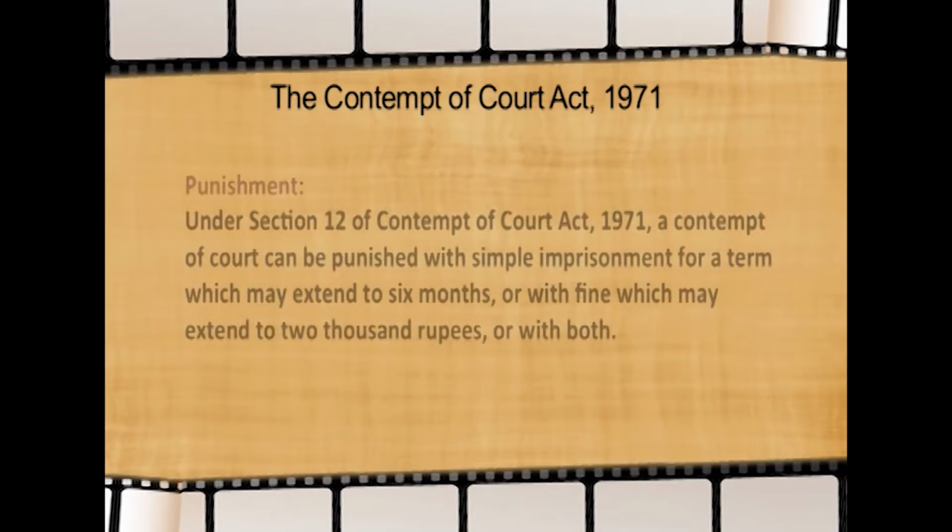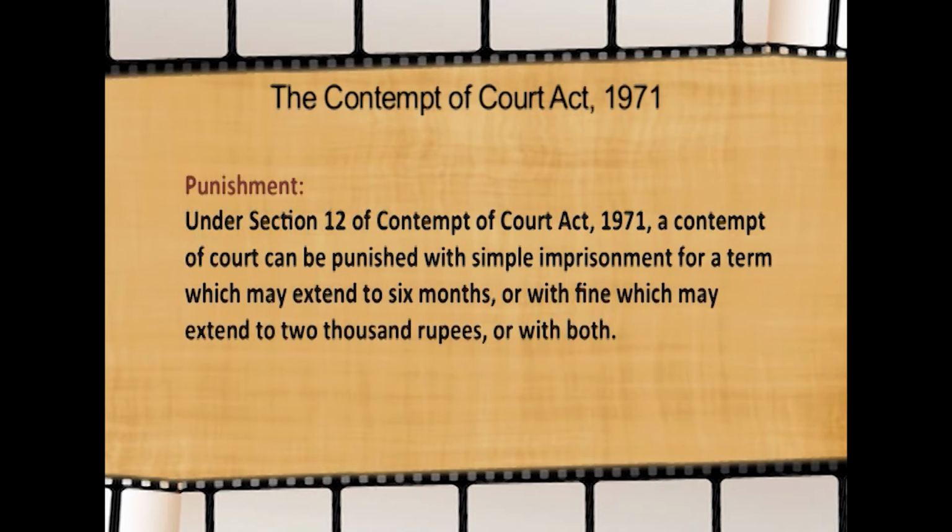Journalists should also have proper knowledge of the penalties that they might face. Under Section 12 of the Contempt of Courts Act 1971, a contempt of court can be punished with simple imprisonment for a term which may extend to 6 months, or with fine which may extend to 2,000 rupees, or with both. This is particularly important for journalists because many a time journalists report on under trial cases.